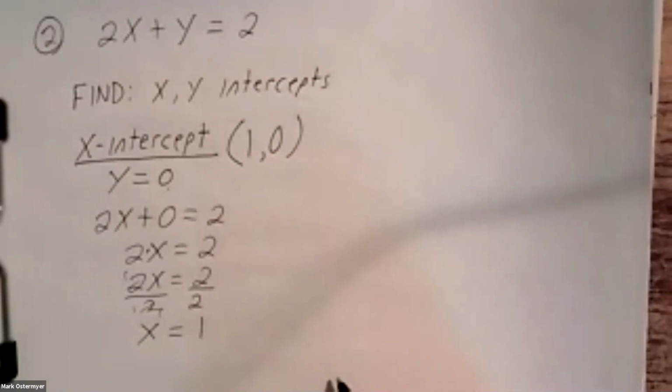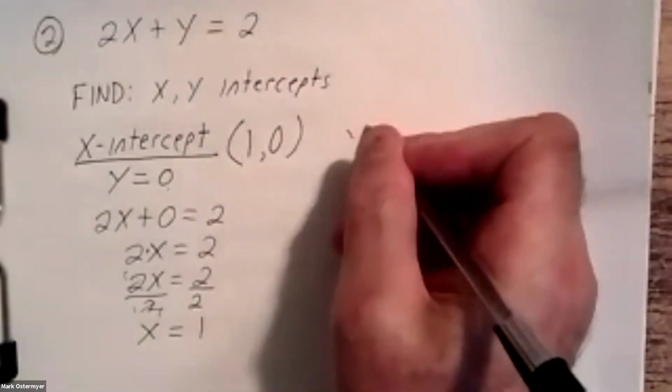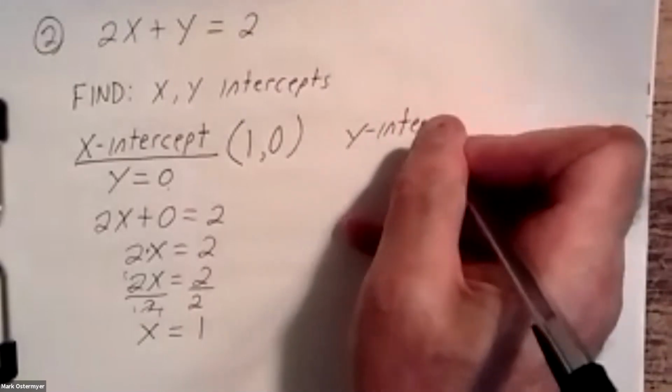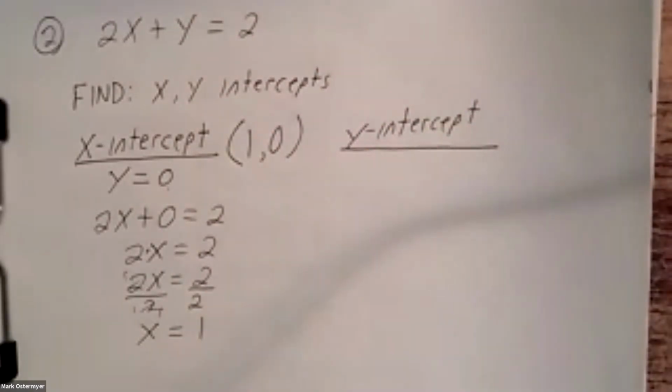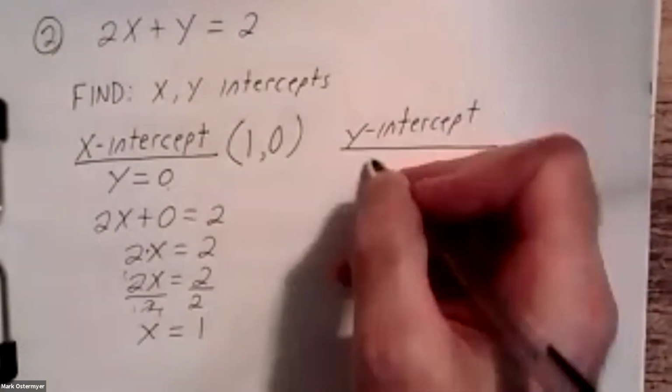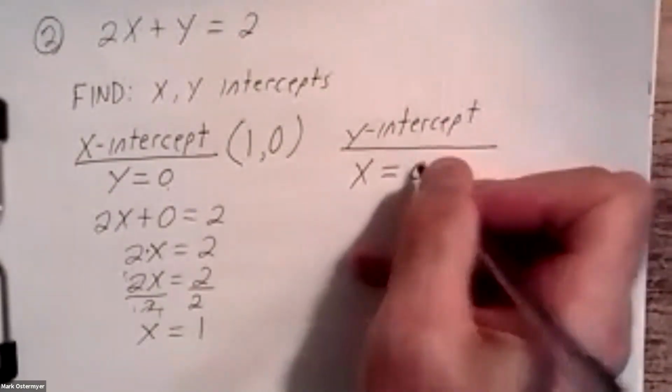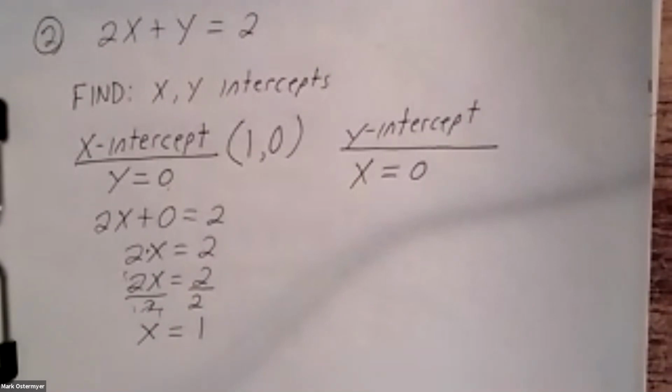That's your x-intercept. Let's now proceed to find our y-intercept. What do I set equal to 0 to find the y-intercept? X. X gets set equal to 0, because a y-intercept is a point that lies on the y-axis, and any point on the y-axis must have an x-coordinate that is 0. Otherwise, it won't even be on the y-axis.